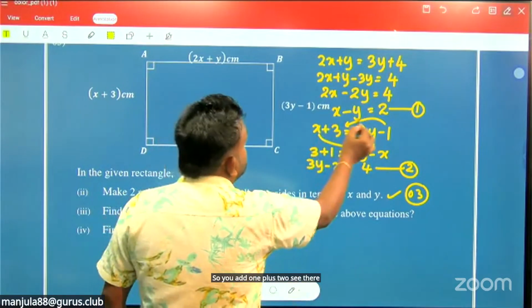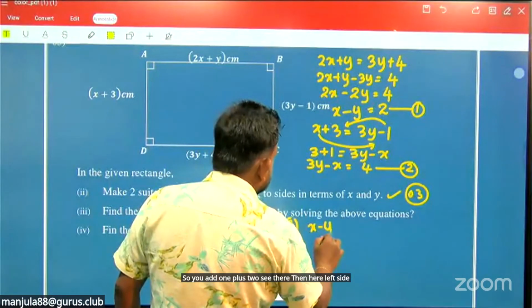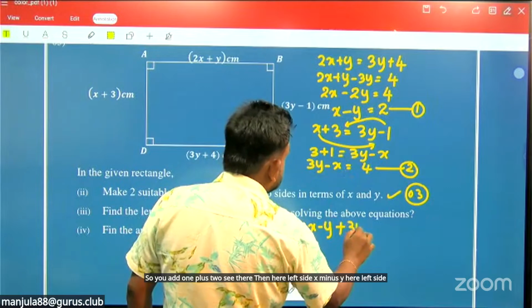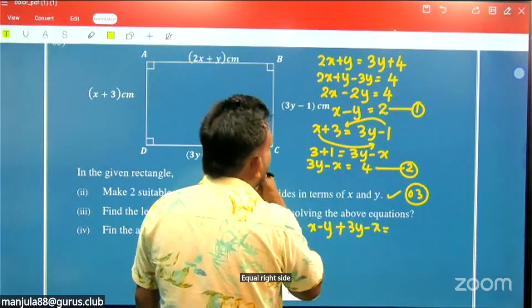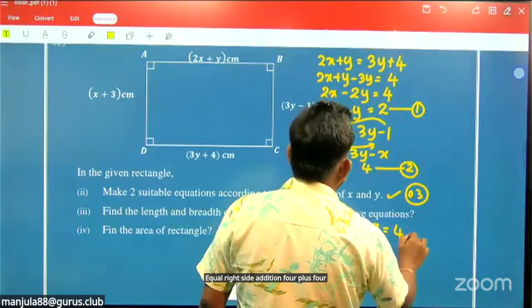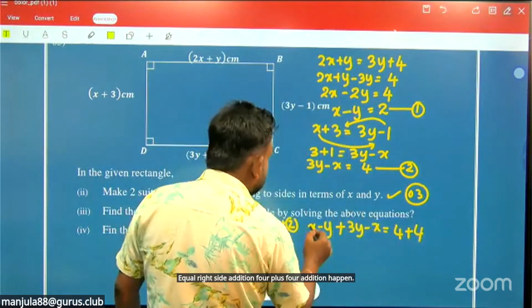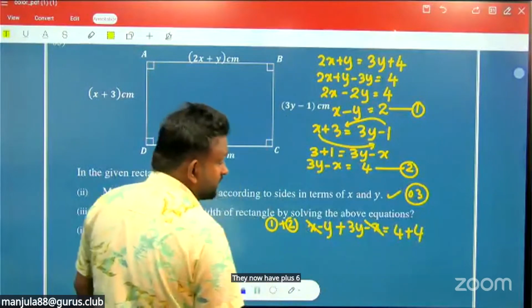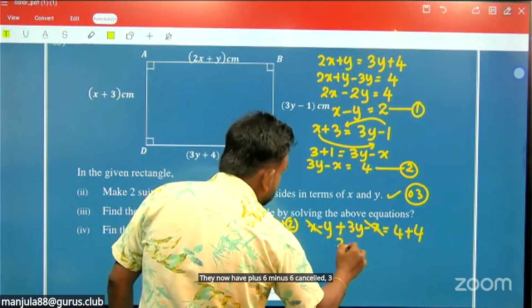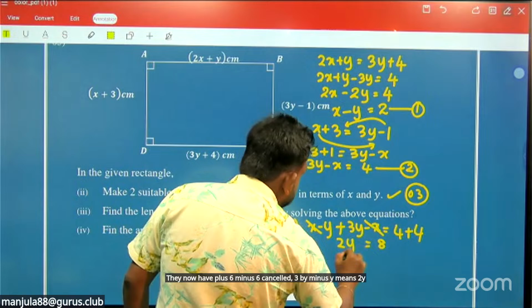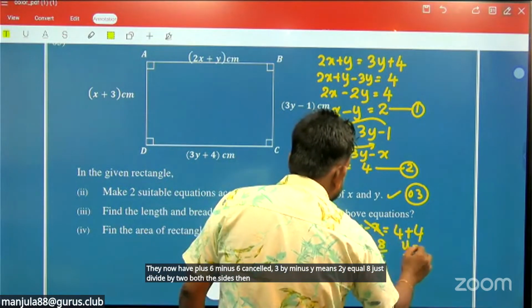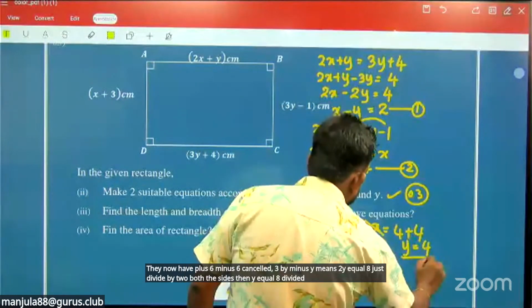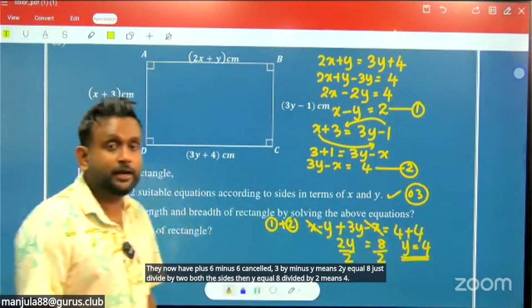Then the left side x minus y, and the left side 3y minus x, equal the right side addition 4 plus 4. Addition happens. Then here plus x minus x cancels, 3y minus y means 2y equals 8. Just divide by 2 on both sides. Then y equals 8 divided by 2, which is 4. So y equals 4, you got the answer.